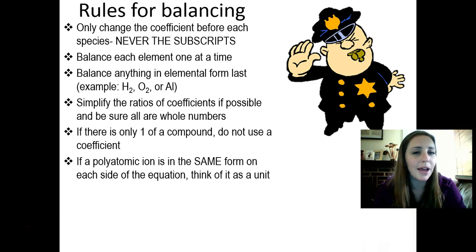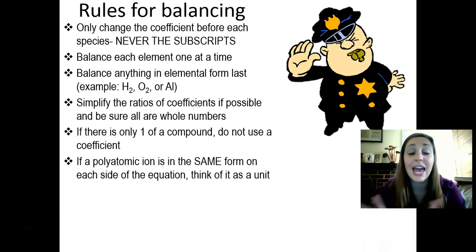If a polyatomic ion is the same at the beginning and at the end of your equation, sometimes it's easy to think about your polyatomic ion, say if you have a carbonate at the beginning and at the end, as its own element. I know it's not an element, don't worry, but it's just easier than breaking it up into the carbon and oxygen sometimes.